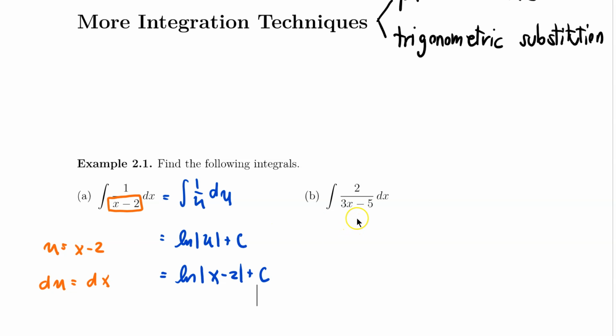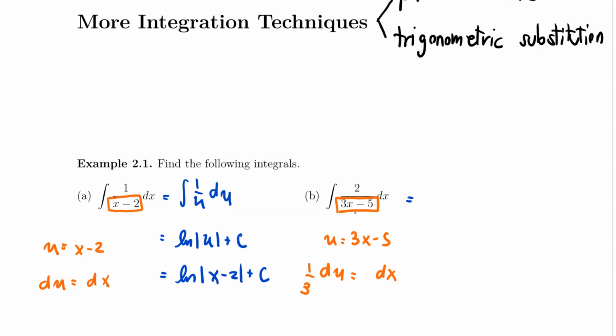Let's do the next one. If I want to integrate 2 over 3x minus 5, well, I can do the same thing. I'm just going to let my u be the denominator here. So my u is 3x minus 5, so my du is going to be just 3 dx. If I move my 3 to the other side, my dx is just going to be 1/3 du.